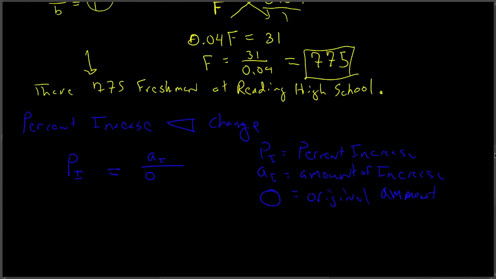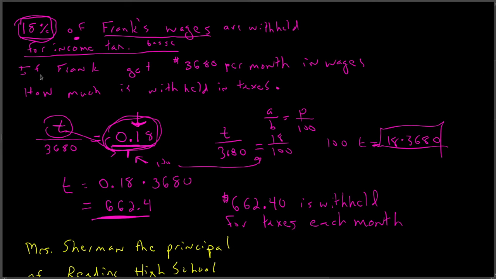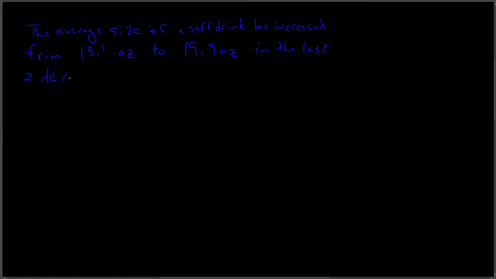So let's look at a problem using this format. So the average size of a soft drink, soda, has increased from 13.1 ounces to 19.9 ounces in the last 2 decades. Find the percent increase.